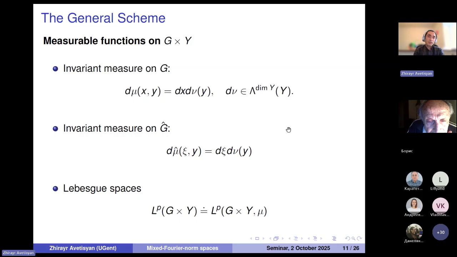And then correspondingly on the Fourier side, there will be another measure, again, G invariant. Well, G hat invariant, because the dual of an abelian Lie group is again an abelian Lie group. So, and this invariant measure is simply d psi times d nu, the same d nu, but d psi is now a Haar measure on the dual group. All Lebesgue spaces L^p here will be considered with respect to one fixed invariant measure mu.